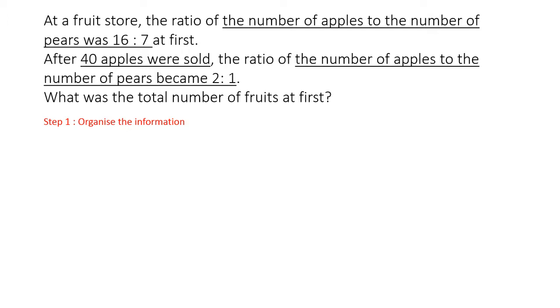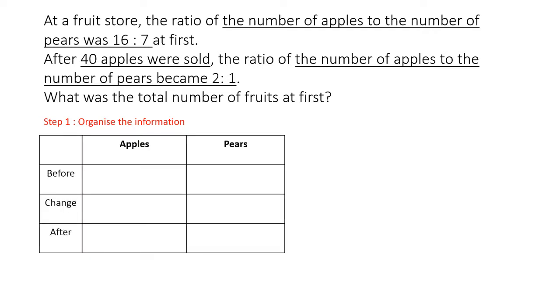So step 1, let us organize the information. As I mentioned earlier, we're going to use the BCA table. So we're going to construct a BCA table like this. BCA simply stands for before, change, after. So we're going to have 3 rows and 2 columns. The 3 rows will represent before, change, and after. The 2 columns over here will represent apples and pears.